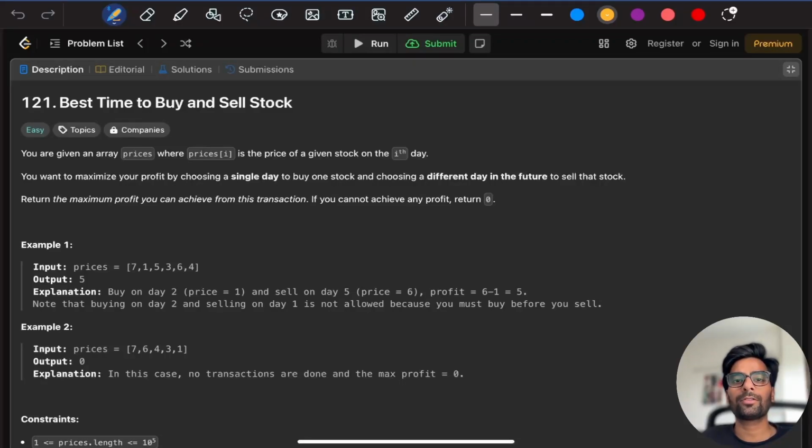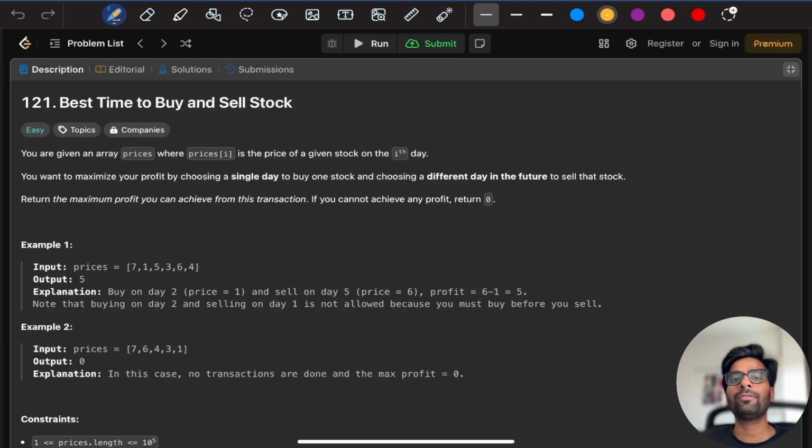Today we are going to solve another question from Blind 75 series. This is Leetcode 121, best time to buy and sell stock. Here we have been given a prices array where each of the values in the array tells us about the price of the stock on that particular day.